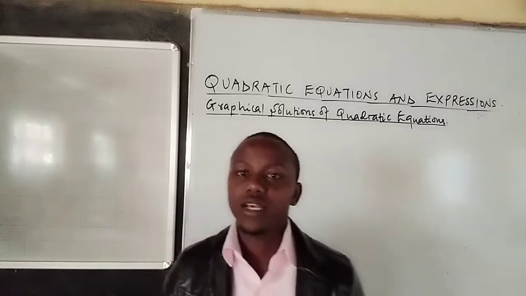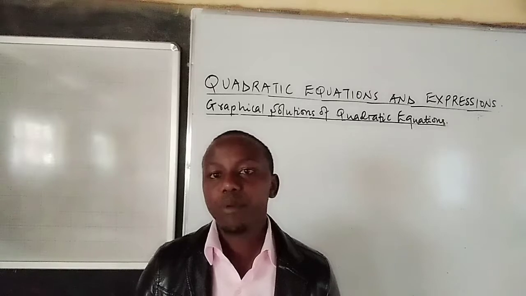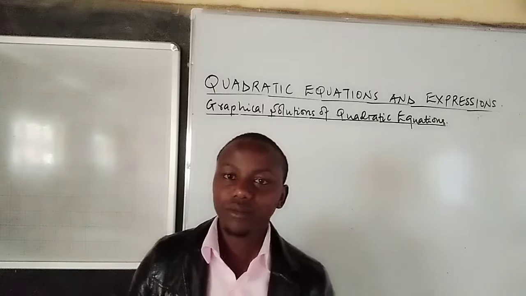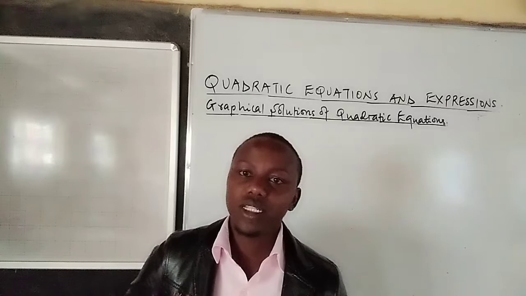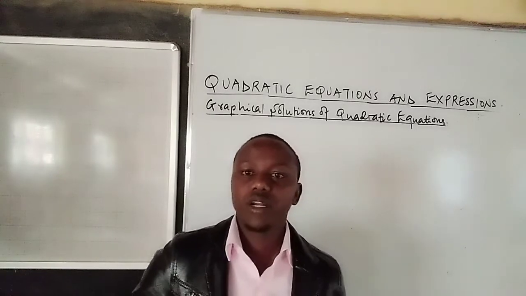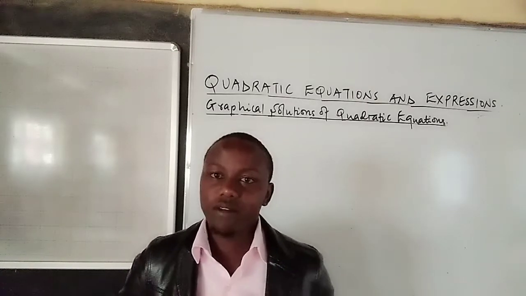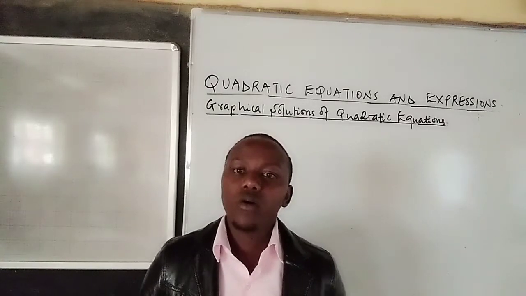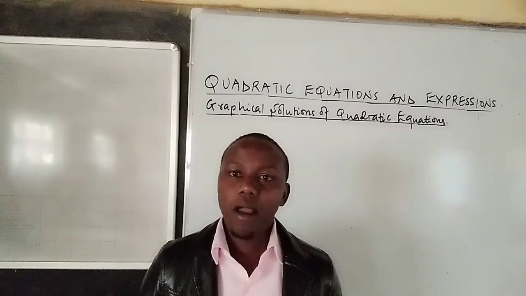In the previous lesson, we have seen how quadratic curves can be plotted simply by coming up with a table of the values of x and y. Then you plot them on a Cartesian plane and you come up with a smooth curve to represent a quadratic function. In this lesson, I would like us now to check how equations can be solved using the graphical method.